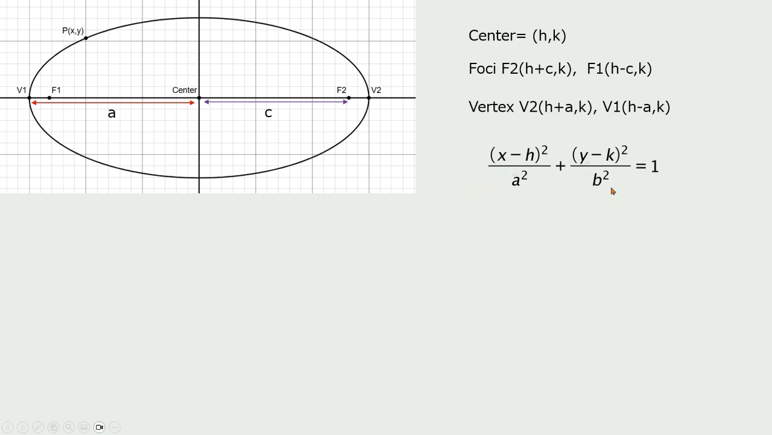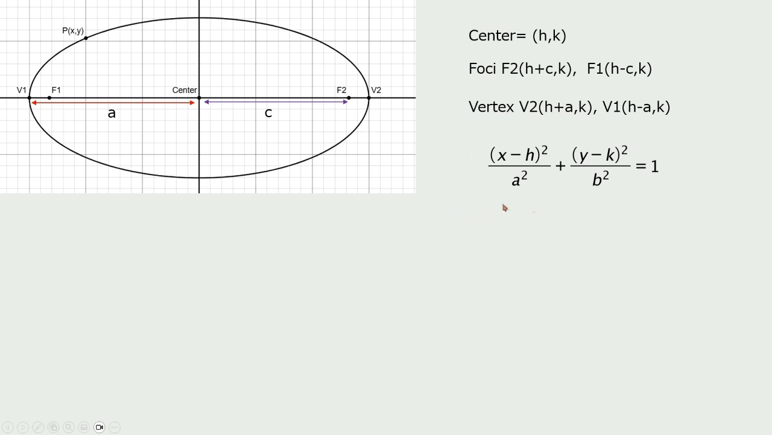The equation for this is (x minus h) squared over a squared plus (y minus k) squared over b squared equals 1. So just like transformations that you've done before, maybe with circles, this minus h, minus k is the center. That moves it around. The a and the b go underneath those terms as denominators, and it's equal to 1.